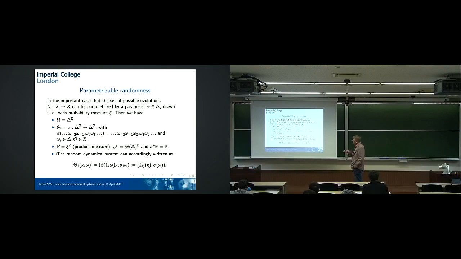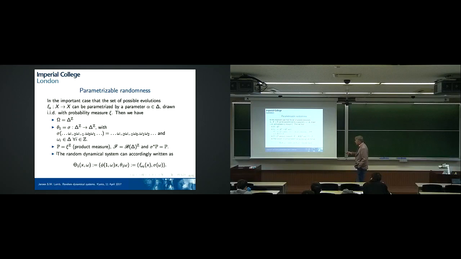And I have a product measure, so I take a measure on each copy of the set and I just multiply them, specifying the Borel sigma algebra on this delta to the power z, and we have this invariance in a natural way just by the shift action. And so yesterday also we set up these things with the cylinder sets, and we can do exactly the same thing here.